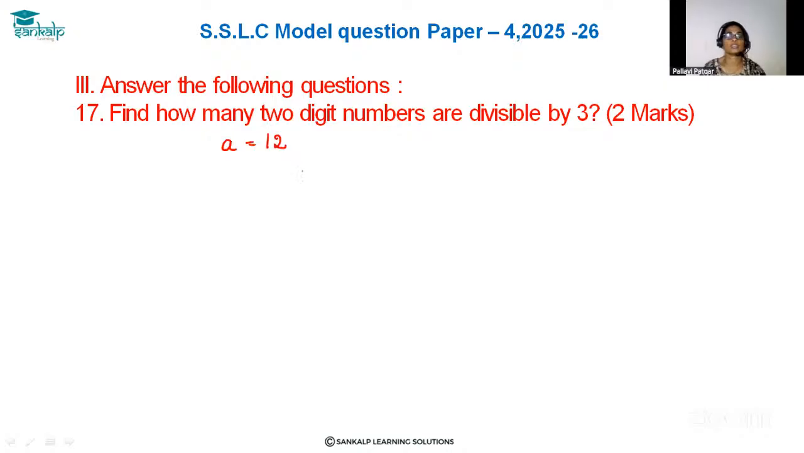Okay, so first two-digit number. So common difference D. Since it is divisible by 3, a difference of 3 keeps coming. So the difference D is 3. So 15 minus 12 is equal to 3. So first term 12, next is 15. So A2 minus A1 gives the difference, or you can also write it directly. Divisible by 3 means the difference is 3, a constant always. So D is equal to 3.